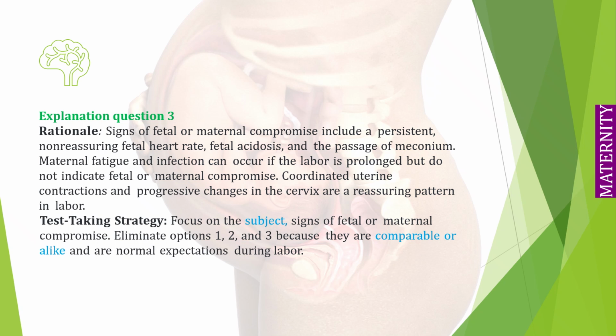Explanation. Question 3. Rationale. Signs of fetal or maternal compromise include a persistent, non-reassuring fetal heart rate, fetal acidosis, and the passage of meconium. Maternal fatigue and infection can occur if the labor is prolonged but do not indicate fetal or maternal compromise. Coordinated uterine contractions and progressive changes in the cervix are a reassuring pattern in labor.